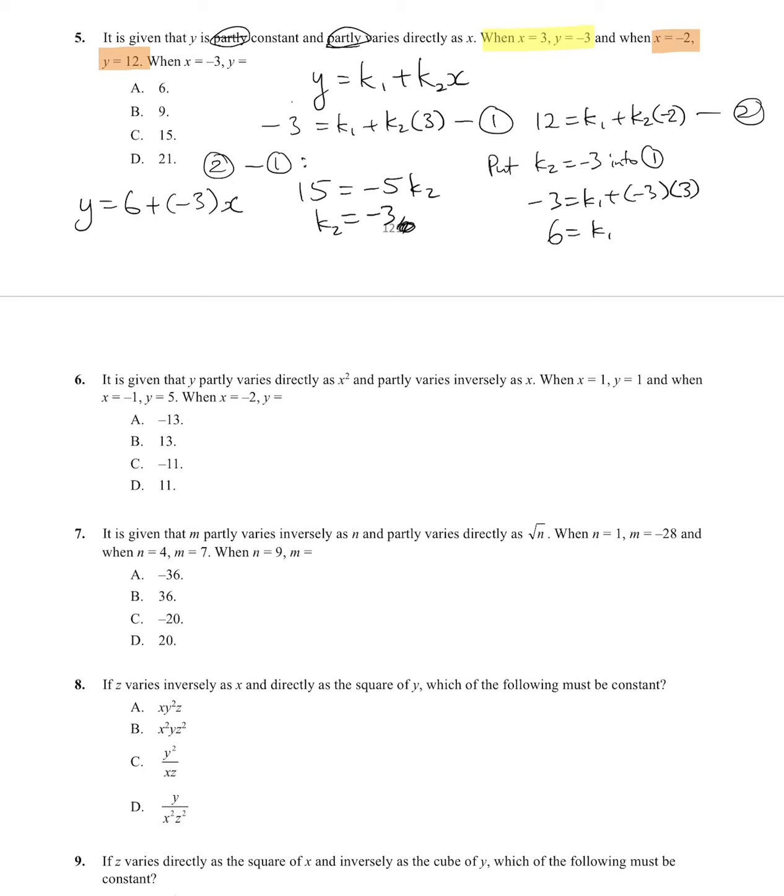Then finally, I highlighted the purple part so that you can find the y value. So y is actually 6 plus negative 3 times negative 3. So 6 plus 9, which is 15. So the answer is C.